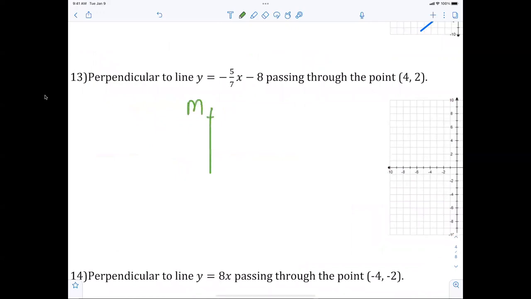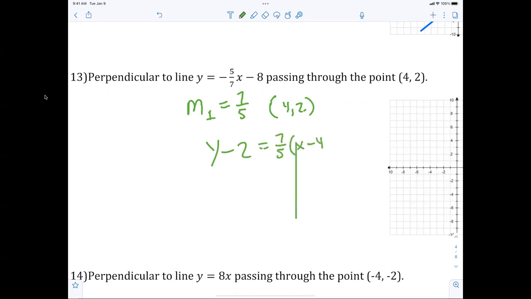Slope of the perpendicular. Someone be brave. The slope of the perpendicular is 7/5. Everybody happy with that? Yes. And it's passing through what point? 4, 2. Jocelyn, go. You're amazing. That's exactly correct. Easy, guys. Super easy.